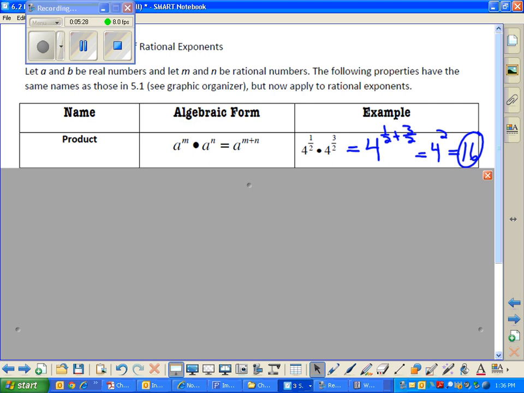was the product property. You're allowed to use it to simplify an expression where there's a product of like bases represented. So if you have a to the m times a to the n, that's the same thing as a to the m plus n. So I gave you an example there. If you have 4 to the 1/2 times 4 to the 3/2, you just add the 1/2 plus 3/2. That's 4 over 2. 4 over 2 is just 2. And then 4 squared is 16.